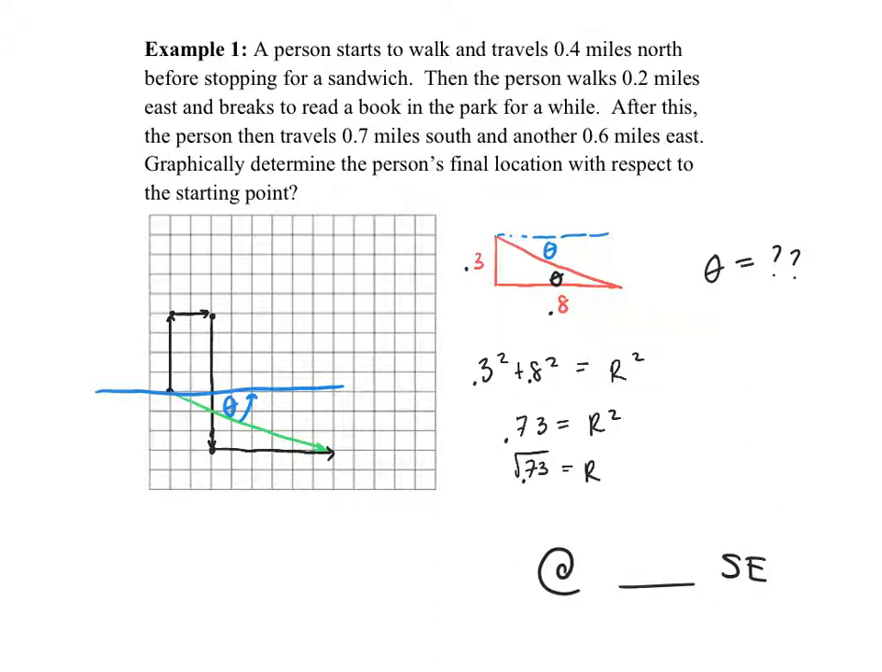So what's the square root of 0.73 approximately? Give me like two decimal spots. Caroline, go ahead. It's 0.85. Thank you. And that's going to be miles. And then what's my angle going to be? How do I figure out my angle?